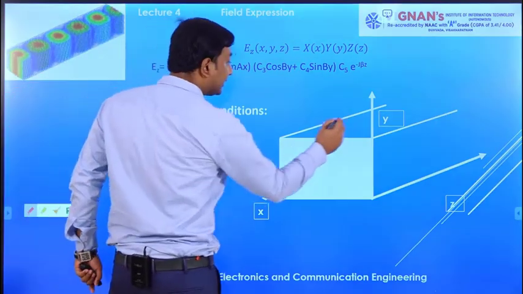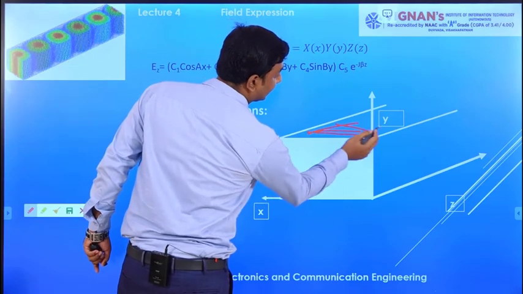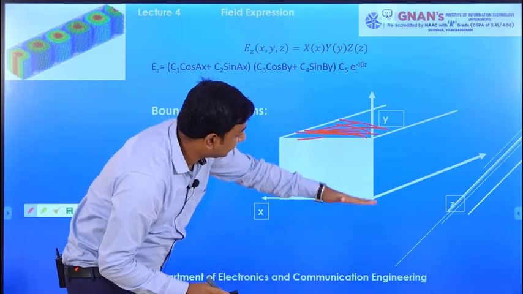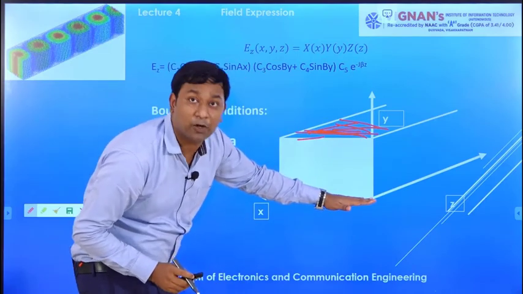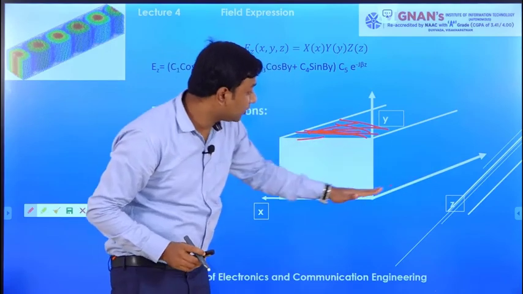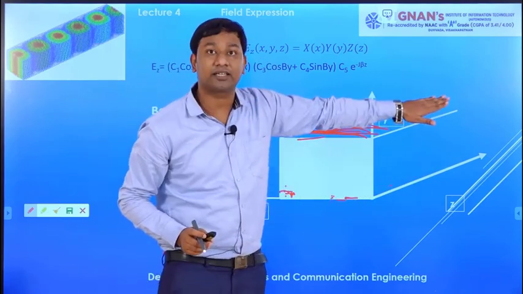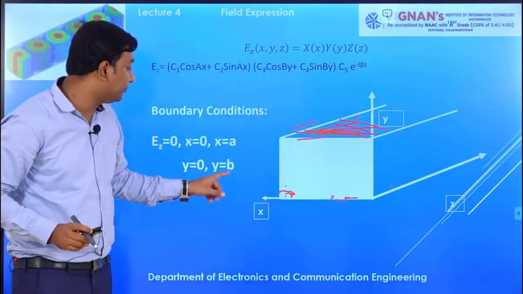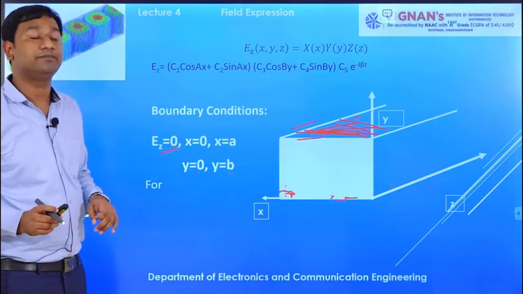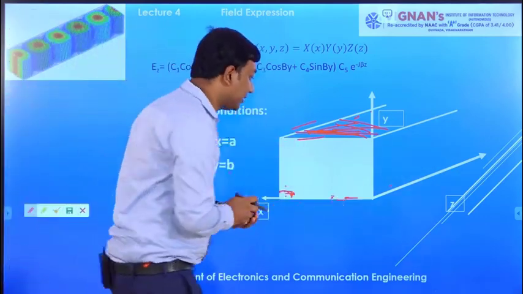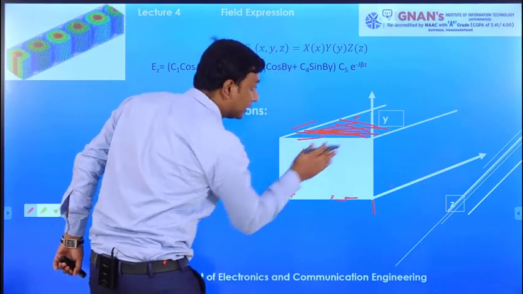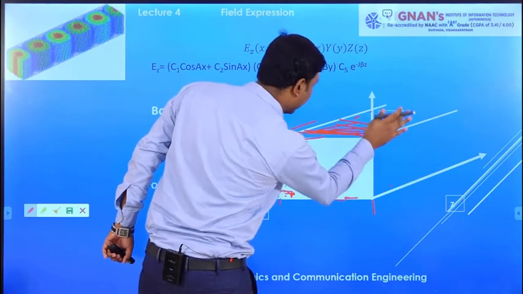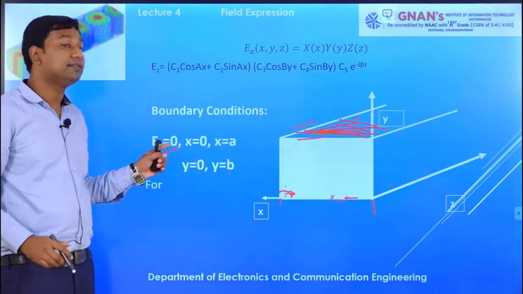When we apply the boundary condition, we see Ez equal to 0, because this is a perfect conductor area in the y direction. So if the wave is there, the electric field component at y equal to 0 and y equal to b will be 0. And in the x direction, at this point and this point, when the wave touches the perfect conductor, the z component value is 0.